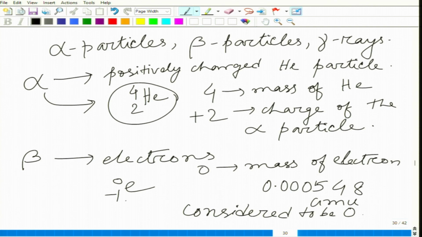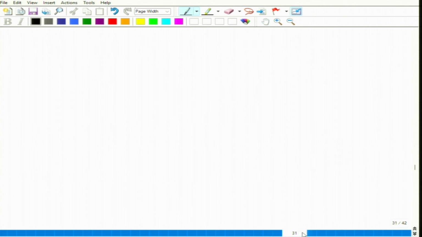Okay, and -1 is the charge of electron. We know the exact value of charge of electron, but this is treated as the unit charge, so it is considered as -1.